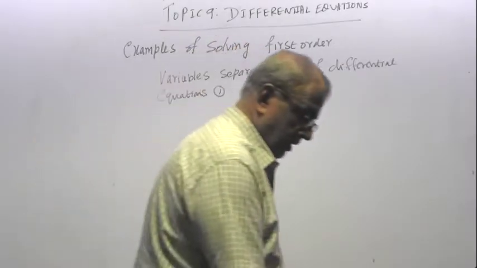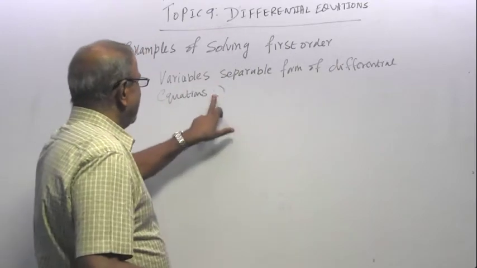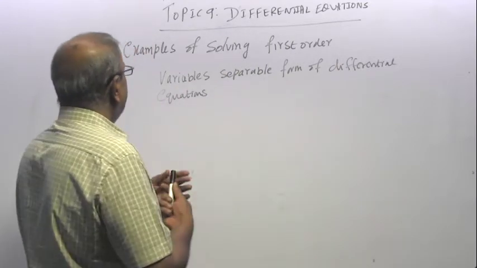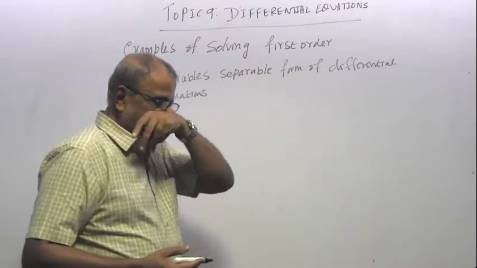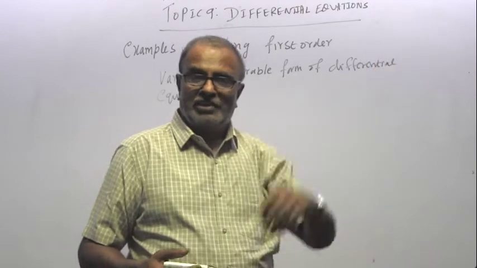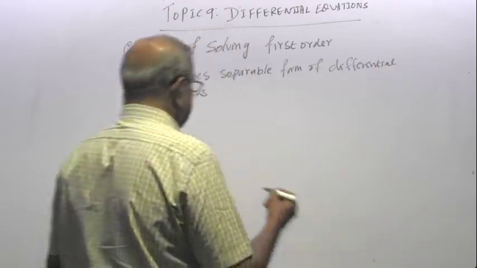Hello, I thought I would do some examples on this. I don't want to call it a set one, I think that should be enough. Examples of solving first order variable separable form of differential equation. I went through this in the last lesson, right? So, let's take an example.